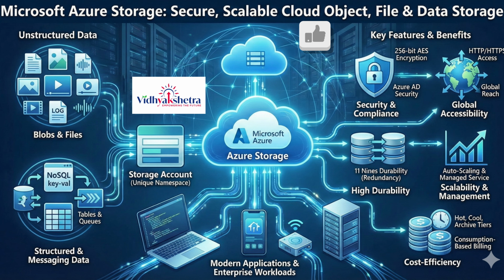On the left side, we see unstructured data types such as documents, images, audio files, video files, log files, and media objects. These are stored using Azure Blob Storage and Azure File Storage. Blob storage is optimized for massive unstructured objects. It's commonly used for videos, backups, media streaming, logs, and large files.